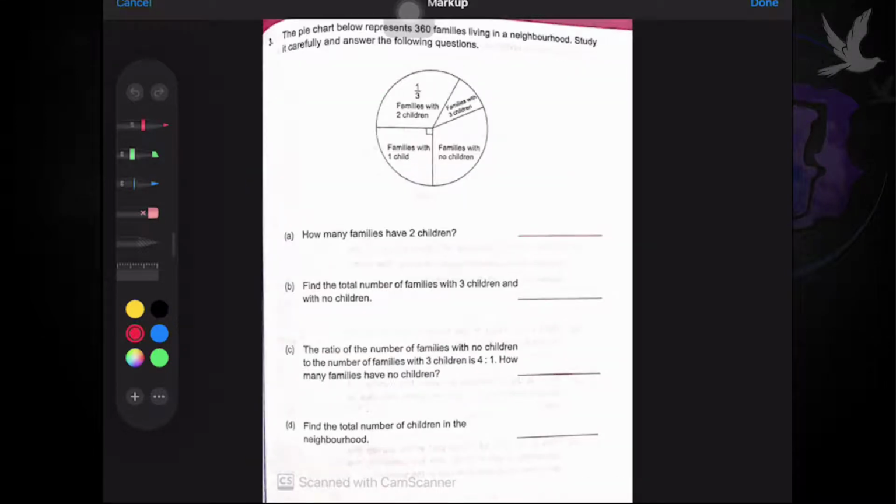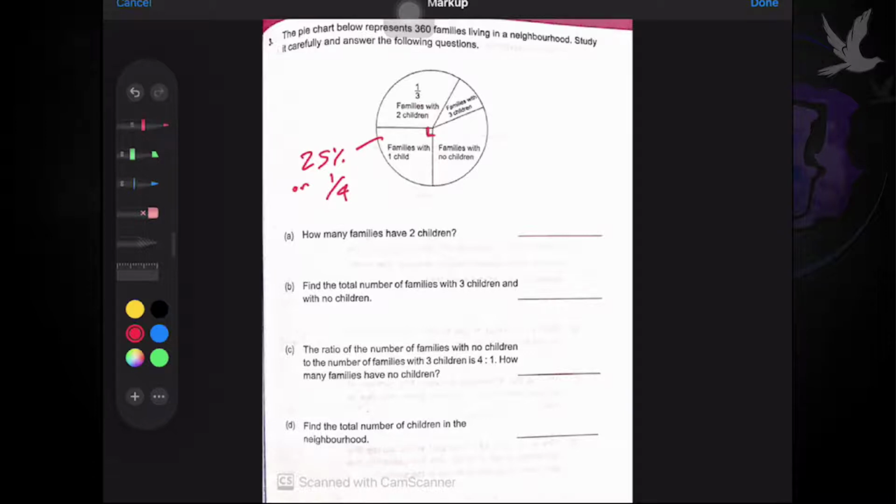Okay, so sa number 3 naman, the pie chart below represents 360 families living in a neighborhood. Study it carefully and answer the following questions. Then again, you have a certain clue here which represents 25% or 1/4. So from there alone, pwede nyo na kaagad makuha. For your data gathering muna tayo. Okay, before engaging with the questions A, B, C, and D, kuha muna kayo ng information from the pie chart that you can see right now.